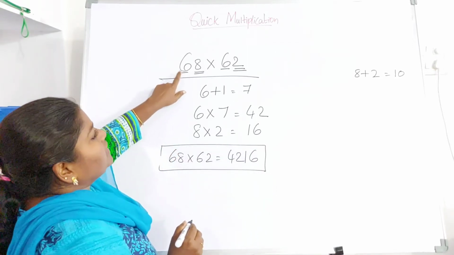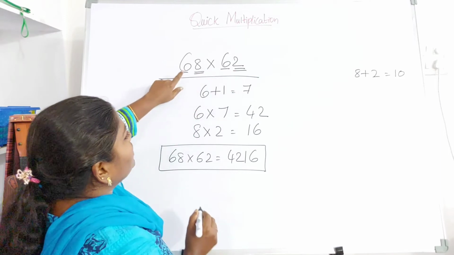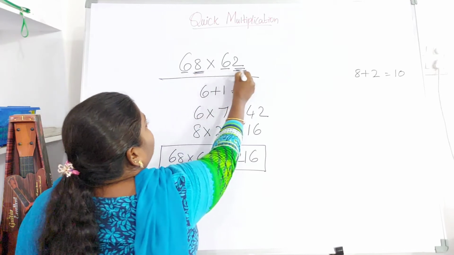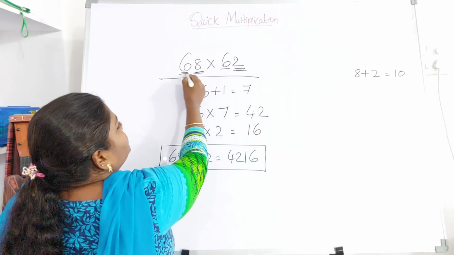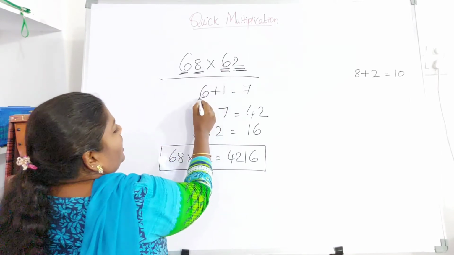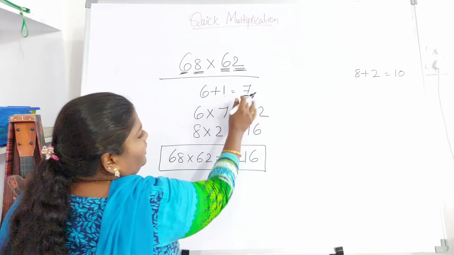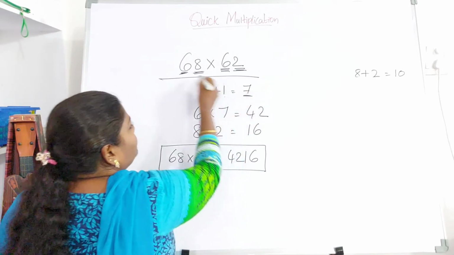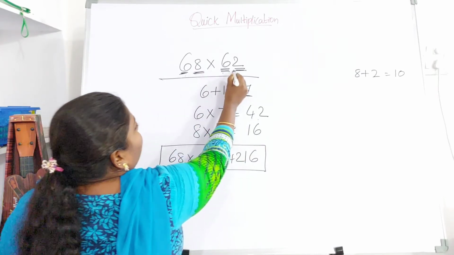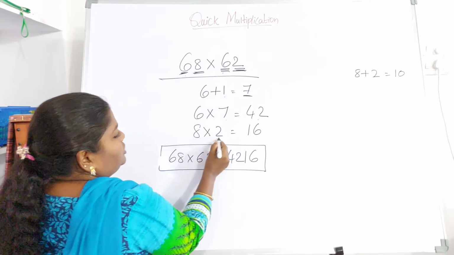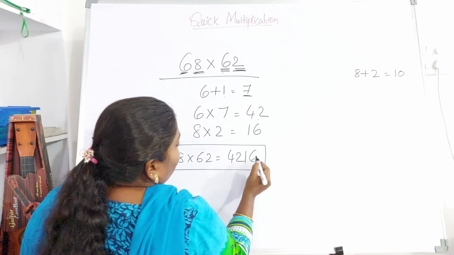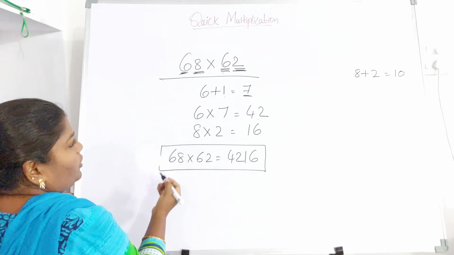I repeat once again. Here the numbers are 68 into 62. There is a little change from the earlier example. Here the ones digits sum up to 10 and the tens digits are similar. In this case, you need to take the repeated number and add 1 to it. You get 7. Now multiply this 7 with the repeated number, 6 into 7, that is 42. Now multiply the ones digits of the two numbers, 8 into 2 is 16. So 68 into 62 is 4216.